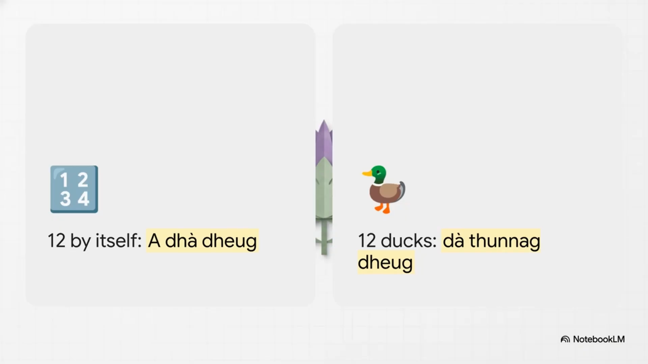I do have to warn you about number 12, though. 12 wears this dangerous little disguise. Remember earlier how the number 2, da, causes lenition? It softens the word after it? Well, it still does that even when it's a teenager. When 12 is just by itself, it's a da dug. The da lenates dug. But when we count 12 ducks, it's da thwinug thwug. That powerful little word da lenates the noun thwinug, and it still lenates the ending thwug. Da thwinug thwug. It is a literal grammatical double whammy.